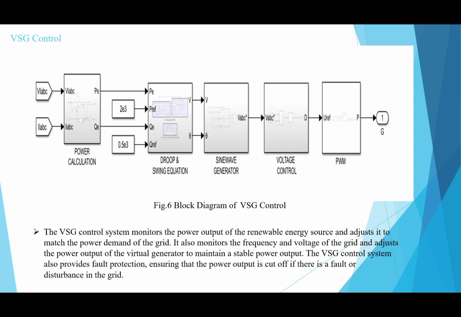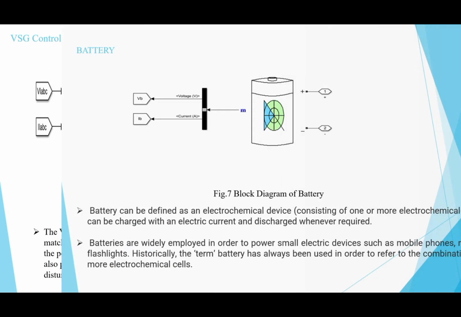The VSG control system monitors the power output of the renewable energy source and adjusts it to match the power demand of the grid. It also monitors the frequency and voltage of the grid and adjusts the power output of the virtual generator to maintain a stable power output. The VSG control system also provides fault protection, ensuring that the power output is cut off if there is a fault or disturbance in the grid.